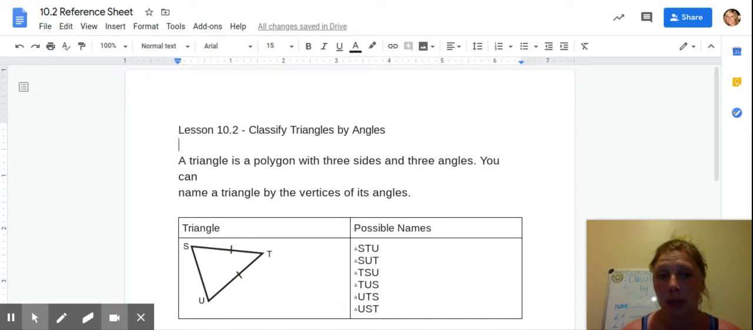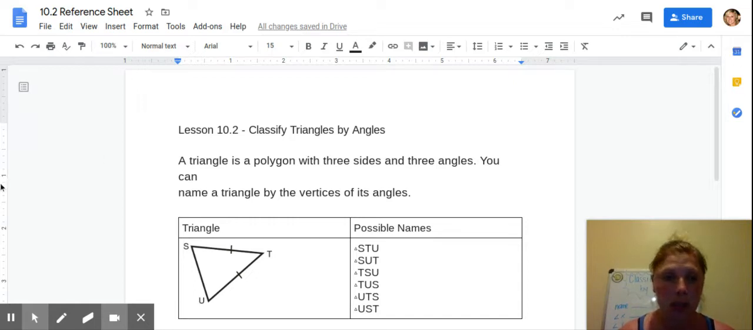So we're classifying triangles. A triangle is a polygon with three sides and three angles. And you can name a triangle by the vertices of its angles. A triangle, tri means three. Tricycle has three wheels. Tripod has three legs like a camera. I'm sure you can think of plenty of others, but a triangle has three sides with three angles.